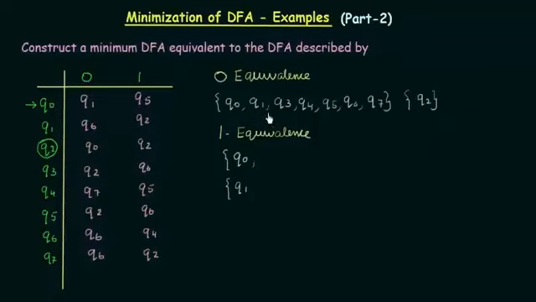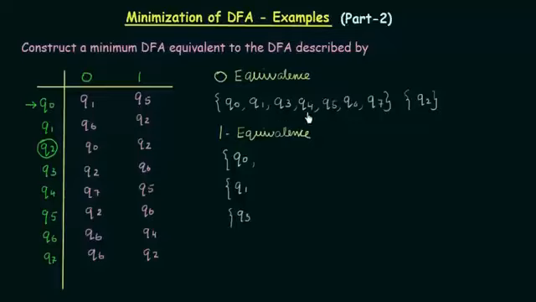Now let me check Q3. So Q3 and Q0, on getting input 0, where do they go? They go to Q1 and Q2. Q1 is in this set and Q2 is in another set. So it is clear from the first step itself that Q0 and Q3 are not 1 equivalent. Now let me check if Q1 and Q3 are 1 equivalent. Q1 and Q3 on getting input 0 go to Q6 and Q2. Q6 is in this set, Q2 is in another set. Again, Q3 and Q1 cannot be 1 equivalent. So I have to make a separate set for Q3 also.